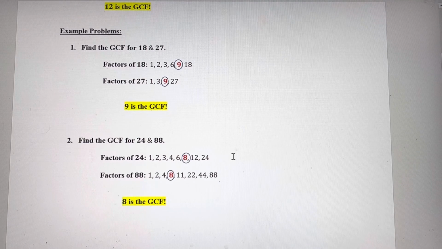So that's how you find the greatest common factor, just dealing with numbers, okay? In the next video, we're going to bring in the variable component to finding a greatest common factor.